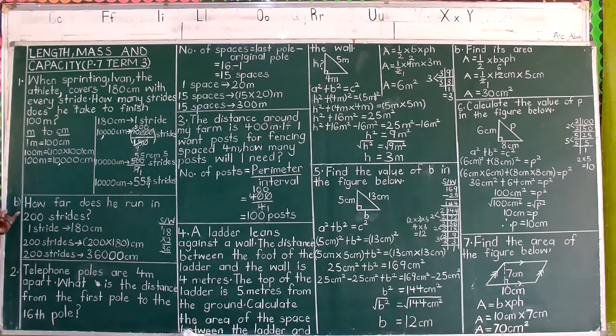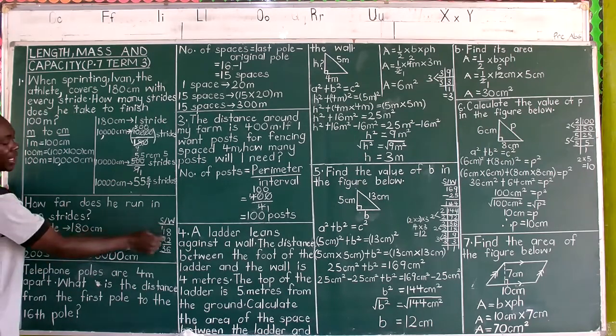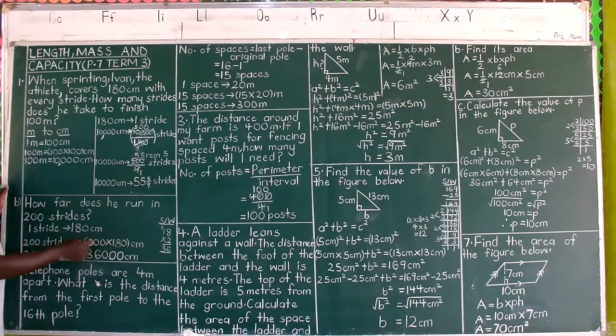Then part B, how far does he run? How far does he run in 200 strides? Remember, every stride, that is 1 stride, is of 180 centimeters. What about 200 strides? It will be 200 times 180, where 18 times 2, you get 36, and add on 3 zeros, so you get 36,000 centimeters. So this Ivan will go as far as 36,000 centimeter distance when he makes 200 strides.